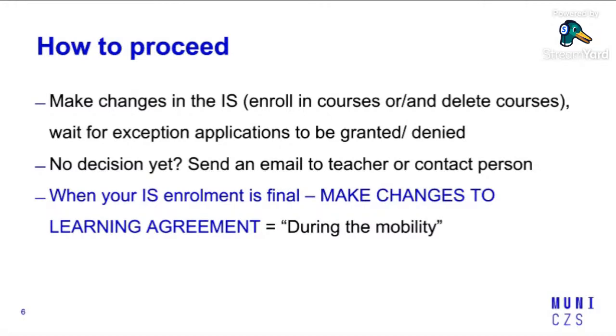If a long time has passed and you still do not have any response and the classes are starting, feel free to kindly remind the teacher or the contact person via email. You can also copy me in the email. Sometimes it helps to receive the answer faster. Once your enrollment is final, you are enrolled in additional courses you want to attend, or you unenrolled or unregistered the courses you don't want to attend anymore, you must make changes to your learning agreement. Please do not make changes if you are still waiting for your exceptions to be approved.